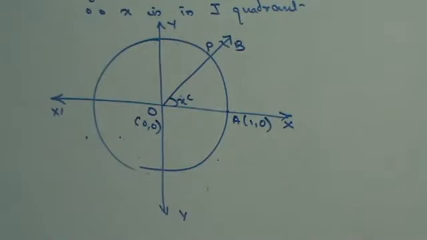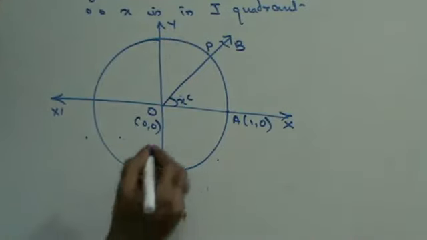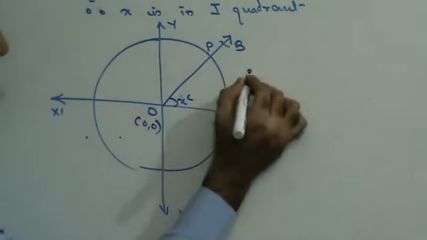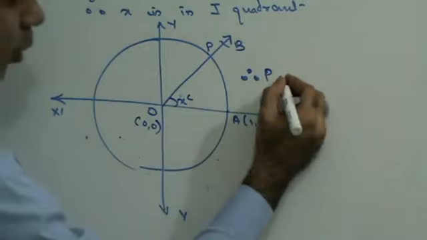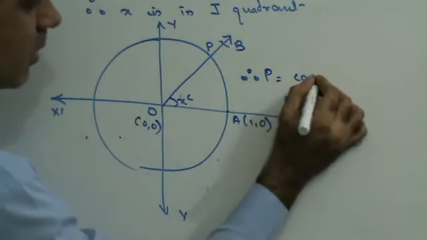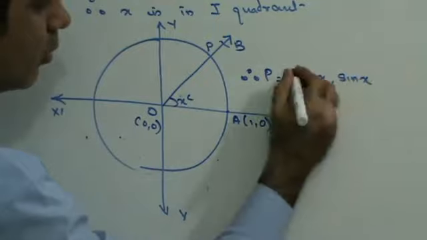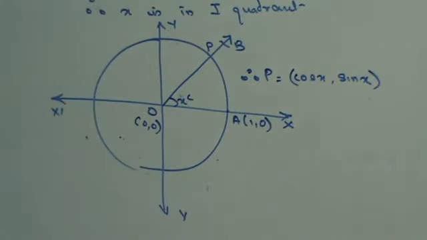Right? Now, I could say therefore P will have the coordinates cos x, sin x. The coordinates of a point should be r cos theta, r sin theta. Here r, the radius, is 1, and that is the reason why we are not writing it. Therefore, it will be cos theta, sin theta.